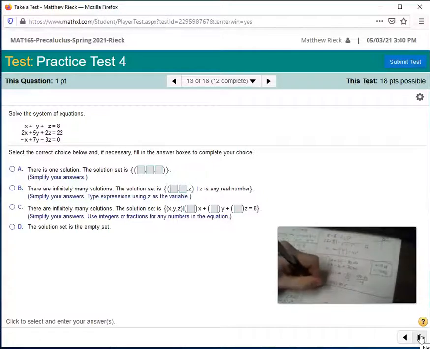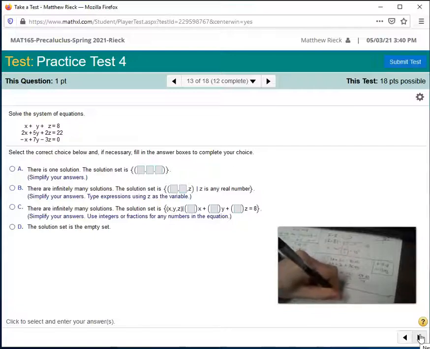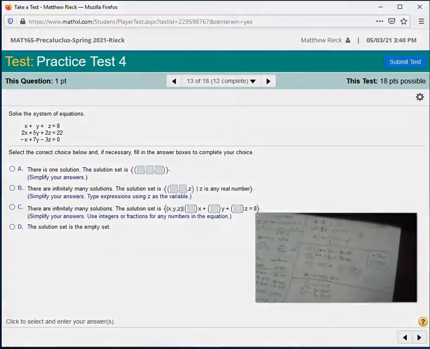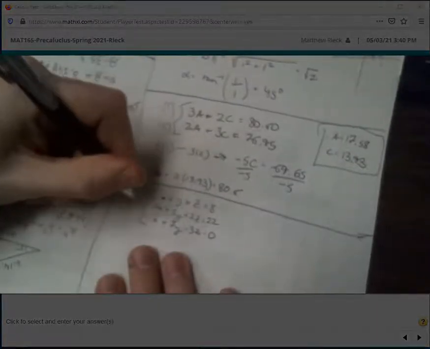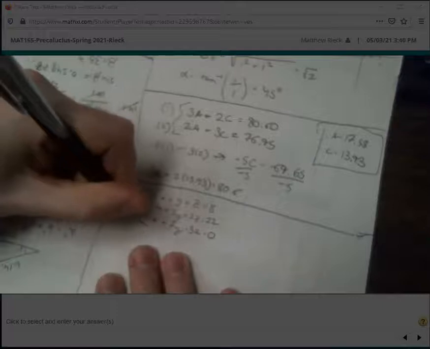So here we have a system of 3 equations. X plus y plus z equals 8. 2x plus 5y plus 2z equals 22. And we have negative x plus 7y minus 3z equals 0. So I'll call this equation A, this equation B, and this equation C.